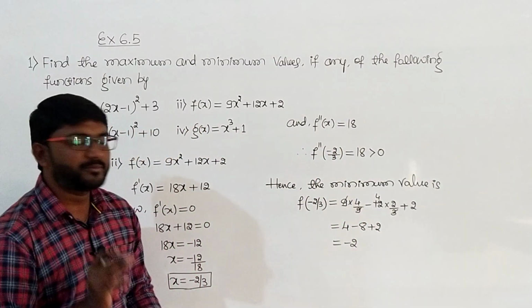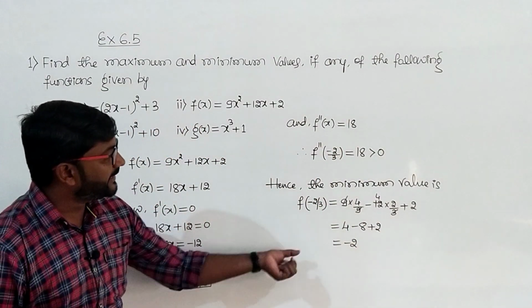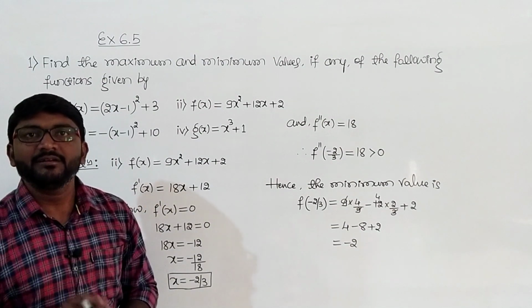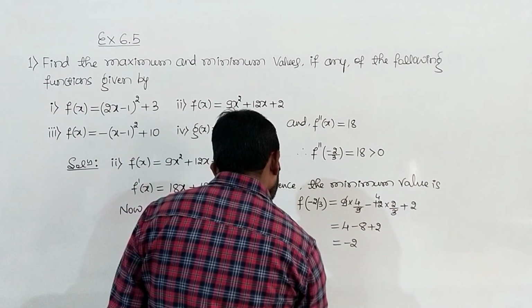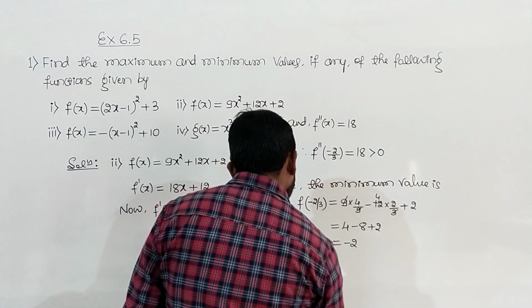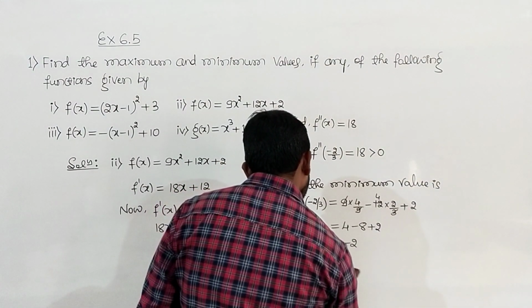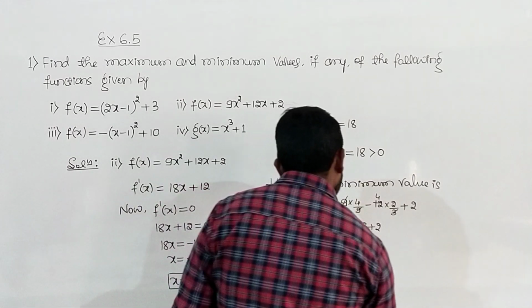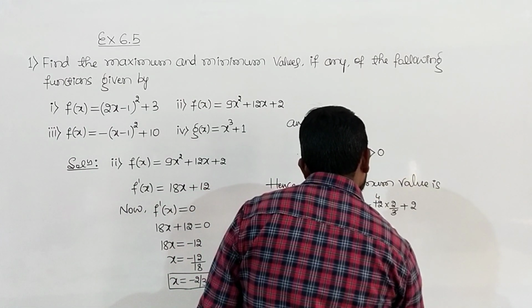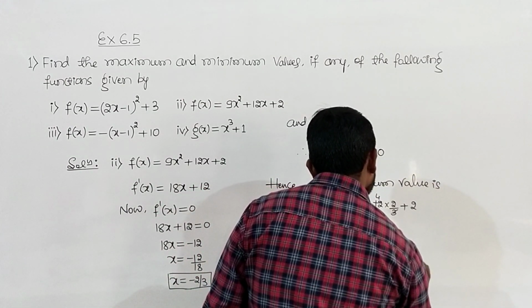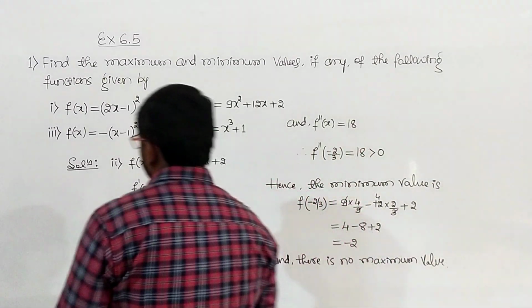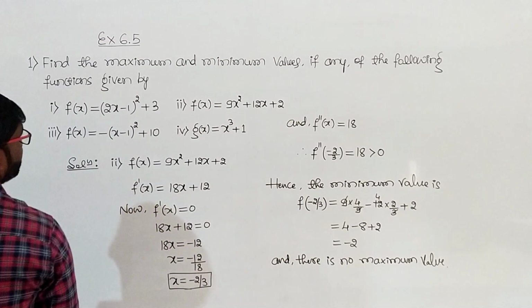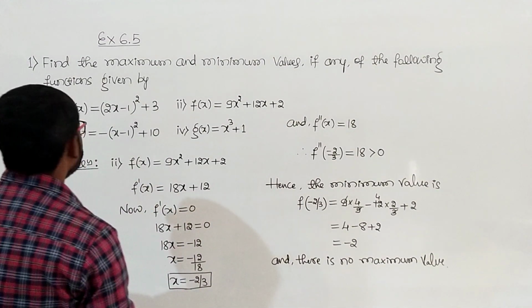Therefore the minimum value of the function is minus 2, and there is no maximum value for the given function. So this is all about the Roman number 2. Next I will take up the third case.